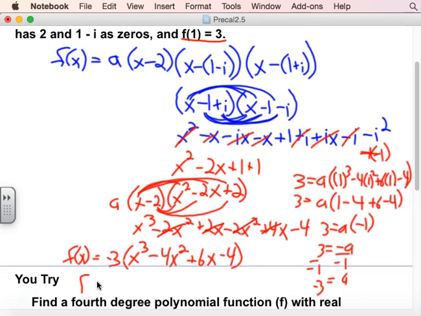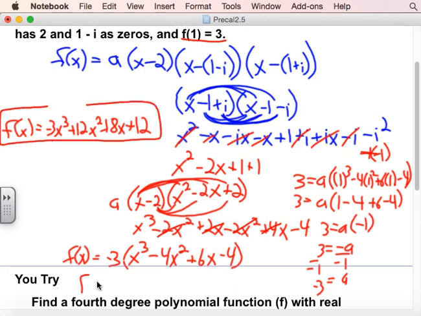Okay, so you can go through now and distribute the negative 3 to every one of the terms. And whenever you do that, you would get negative 3x to the third plus 12x squared minus 18x plus 12. Okay, I believe that's right. Let me double check. Yeah. All right, so there's our function that has 2 and 1 minus i as zeros, and f of 1 equals 3.